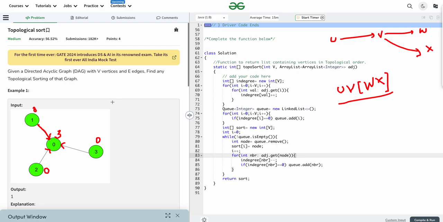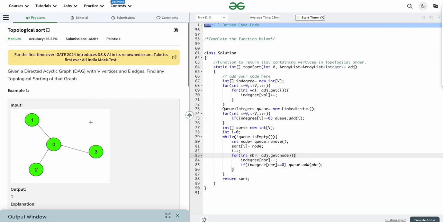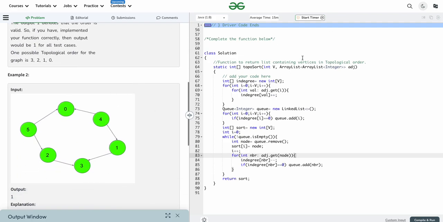Fine. Let me take a bigger example to explain the algorithm. I think this is a good one. So here, if we find the in-degree of each node, it will be 2 for this, 0 for this, 1 for this, 2 for this. Like 2 nodes are coming towards it, 1 node is coming towards it, and 0 nodes are coming.